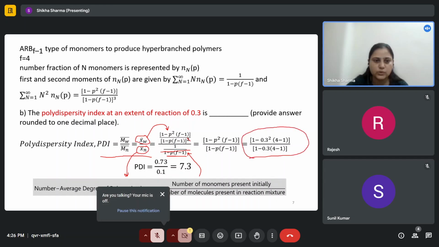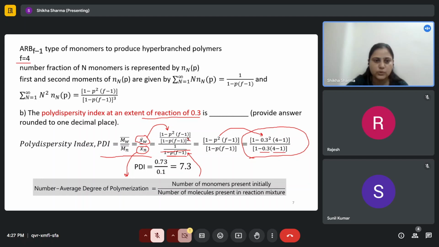p equals 0.3, given in the question here, that p is nothing but the extent of the reaction. So 1 minus p squared, which is 1 minus 0.3 squared, and then multiplied by f minus 1, where f is already given in the question as 4, right? So 4 minus 1, divided by 1 minus p, which is 0.3, multiplied by f minus 1, which is 4 minus 1, right? Then again we can just simplify, calculate and get the PDI value.